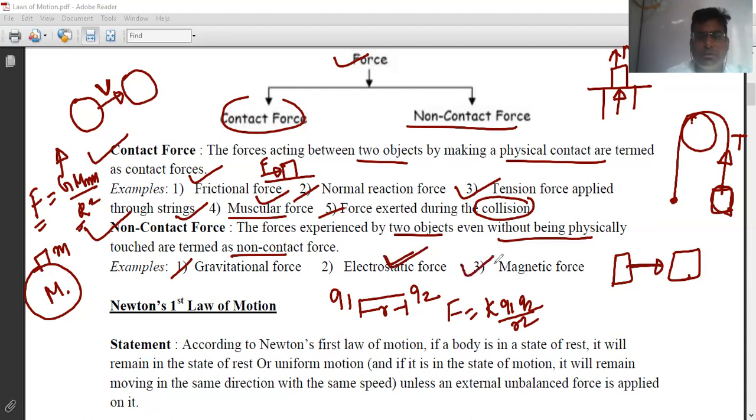Next one is magnetic force. I will explain. Suppose there is a wire in which current is flowing from bottom to top. The right-hand thumb rule states that when we hold the wire, the thumb gives the direction of the current and the curled fingers give the direction of the magnetic force around it. That is called magnetic force. So these are the types of non-contact force. That covers the definition of contact force and examples of it.